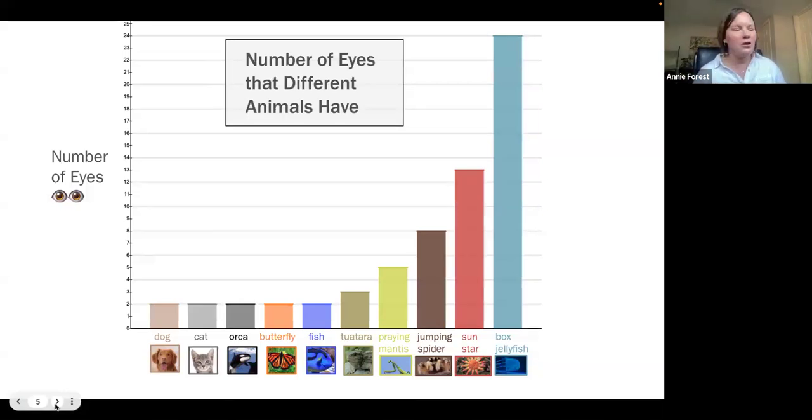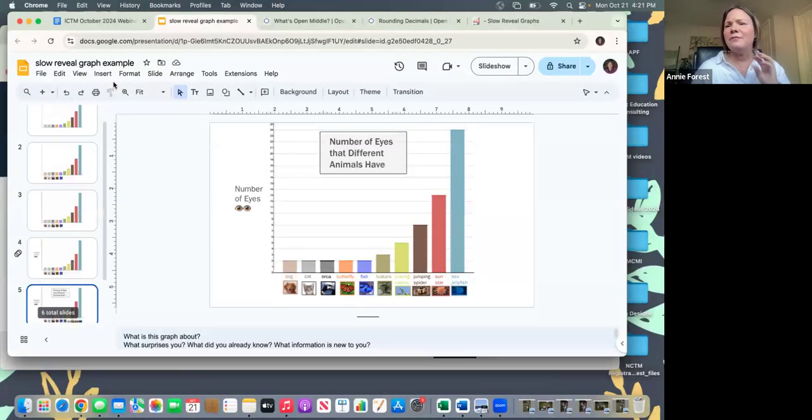You learned something new. Even if you already knew about open middle problems today, you learned something new because a box jellyfish has 24 eyes. But super awesome for data, which often is in a unit that gets lower priority because we run out of time or it's not identified as one of the major clusters for a lot of grade levels. So these slow reveal graphs are also nice, just tuck in like a little warm up or when you get back from lunch, before you go to specials, when you have a little bit of time, a nice little activity that you can do.